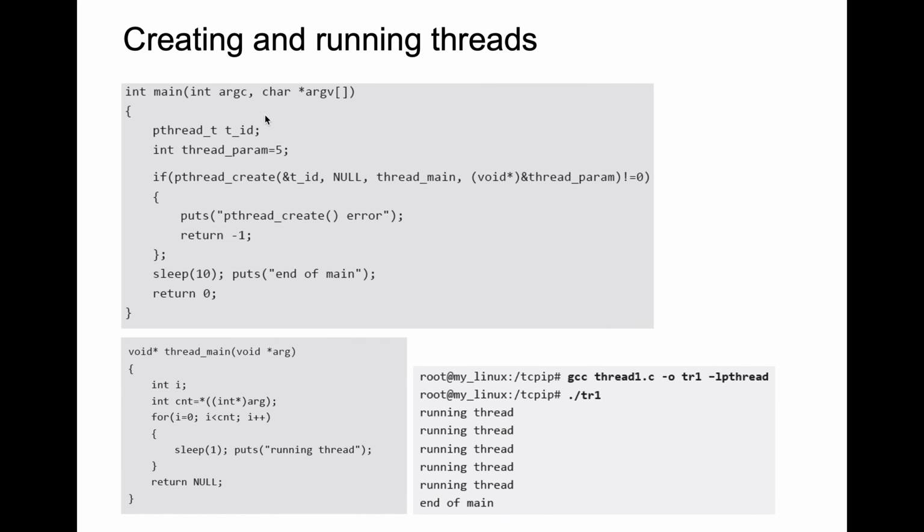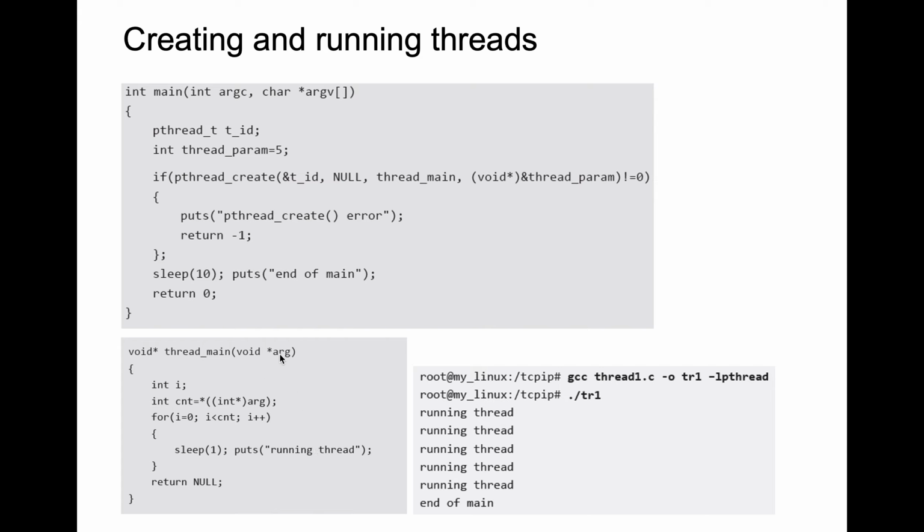And let's take a look at the example, creating and running threads. So whenever you create a thread, you have to check the result that's coming out of it, because if it's not equal to 0, that means there has been an error while creating a thread. And when the result is success, the value will be 0. And this is an example where we are just creating a simple thread that prints out the text running thread.